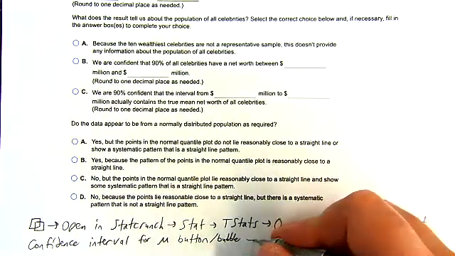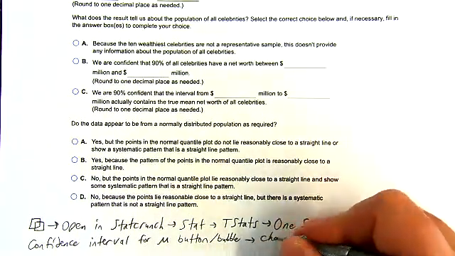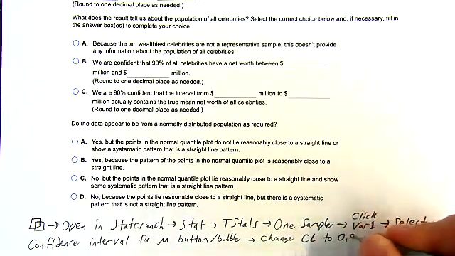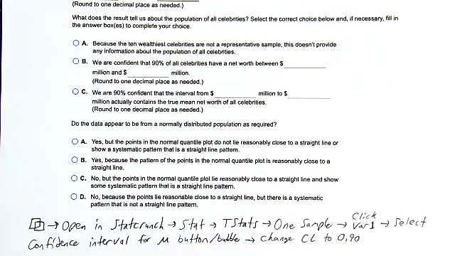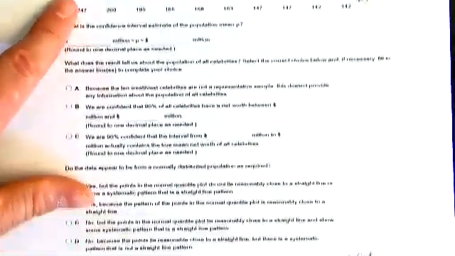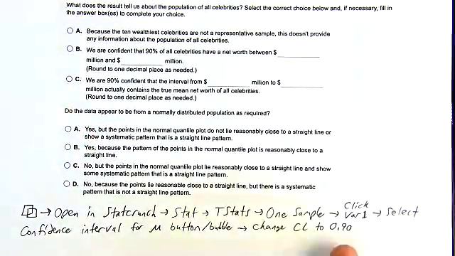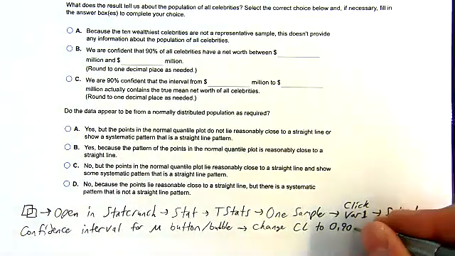Then you're going to change the confidence level to 0.90 because they wanted us to be 90% confident. I think it defaults to 95% confidence, so you have to change it from 95 to 0.90. And then you'll click compute.